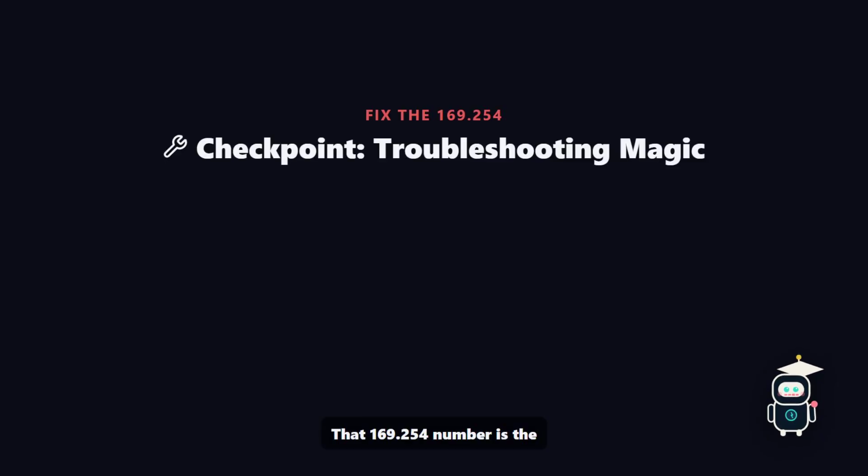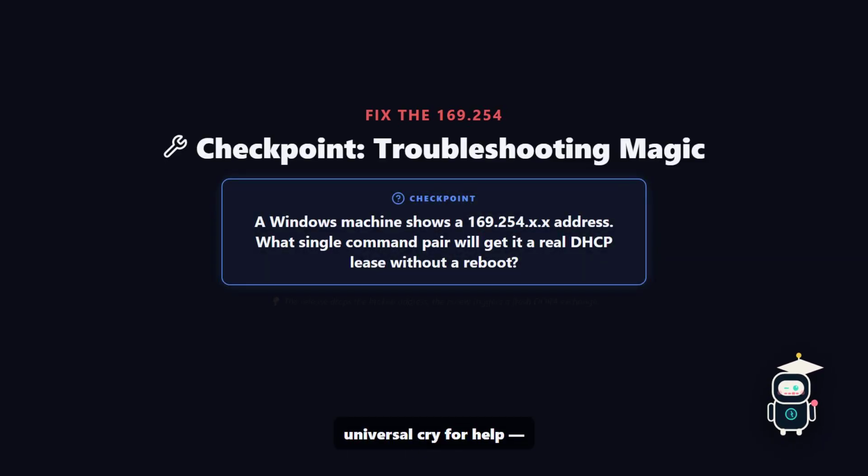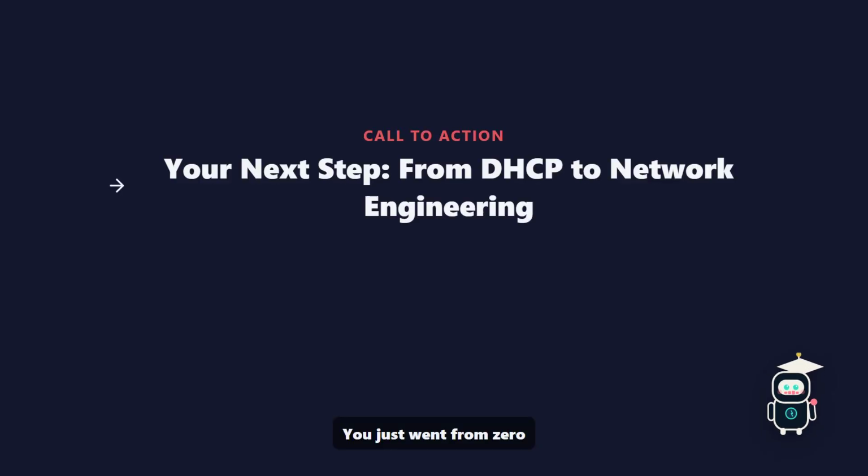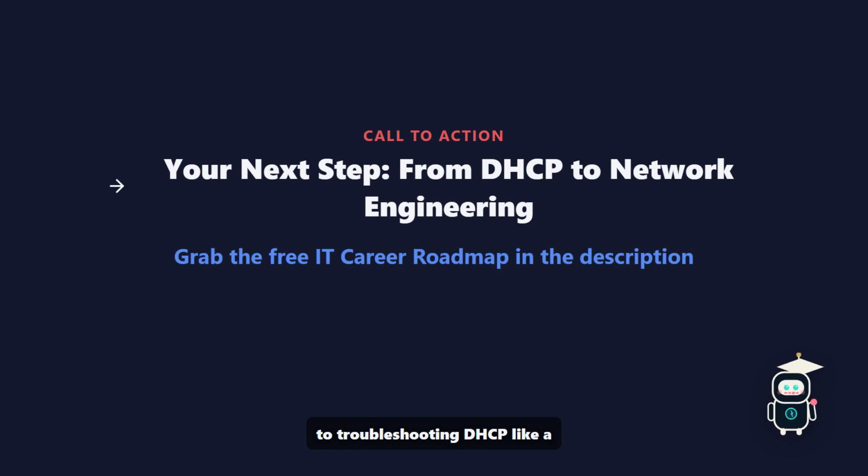That 169.254 number is the universal cry for help. It means Windows tried DHCP, got nothing, and gave up. The fix is one command pair away. ipconfig /release and ipconfig /renew. You just went from zero to troubleshooting DHCP like a pro.